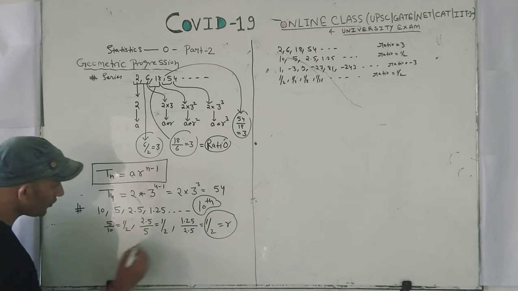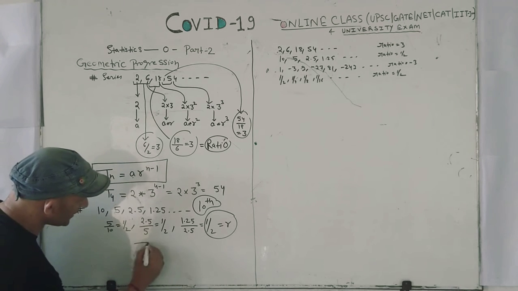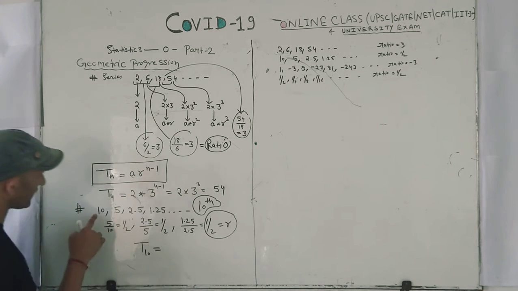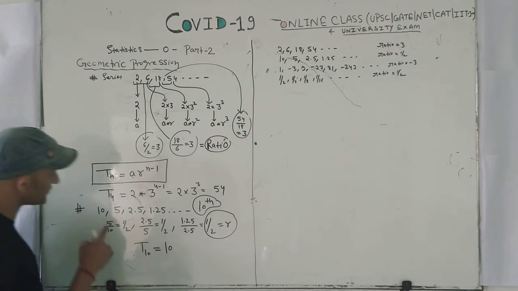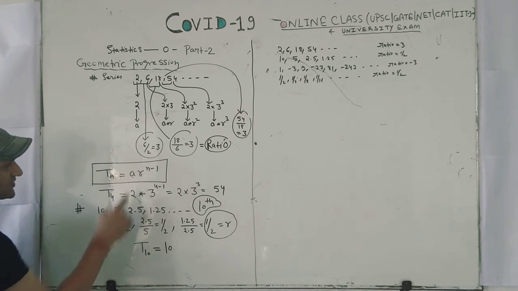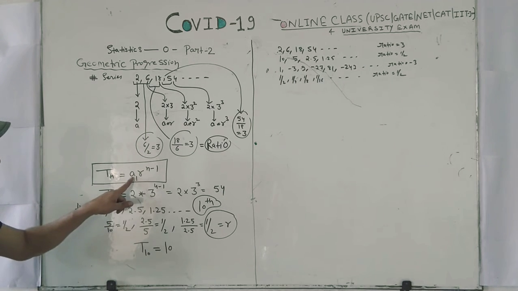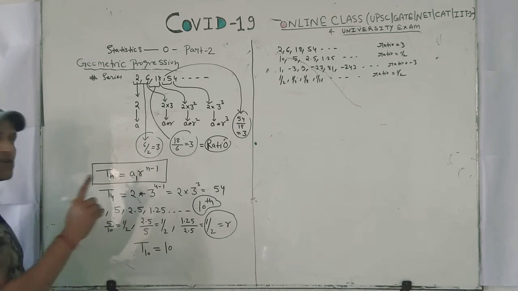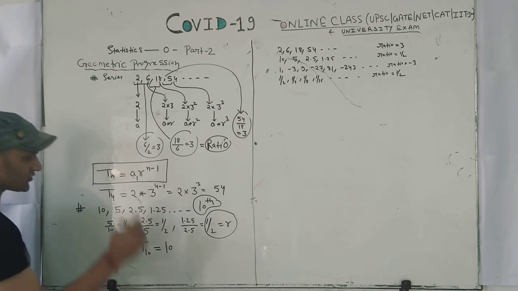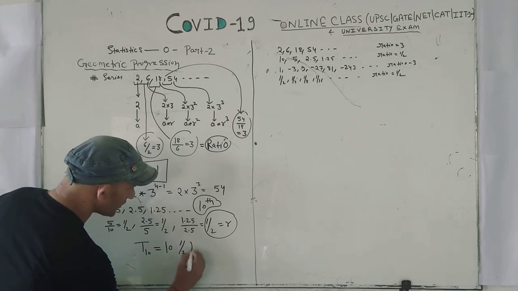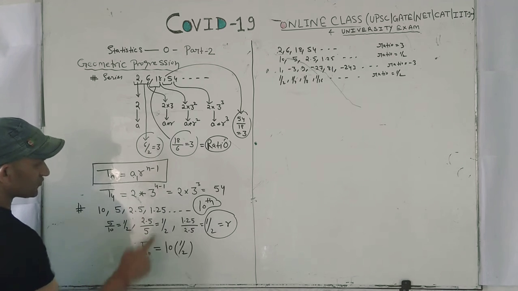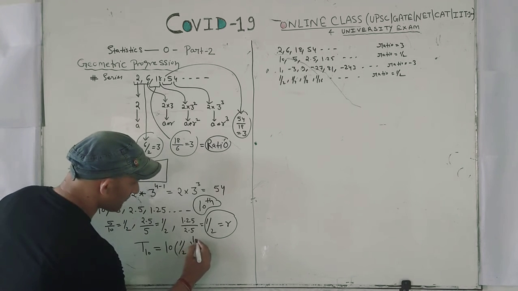Okay, so you will use this formula. T10 is equal to a, where the first value is 10. A means the first value. You can also write A1; some writers have written A1 and some have written only A. This is the ratio, and the formula is A times r to the power n minus 1. You are finding for 10, so 10 minus 1.